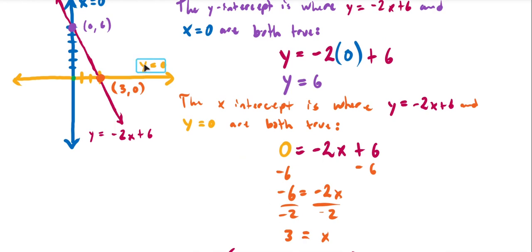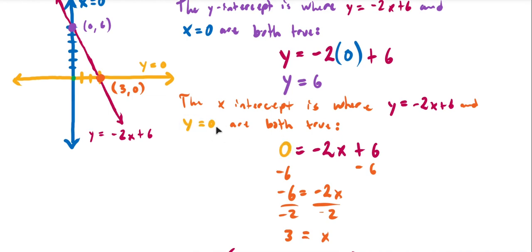We are asking about where it is both true that y is equal to 0 and y is equal to the line, for what value of x? And there's only one value of x where both are true. That's going to be where y is equal to minus 2x plus 6 and y equals 0. So what can we do?